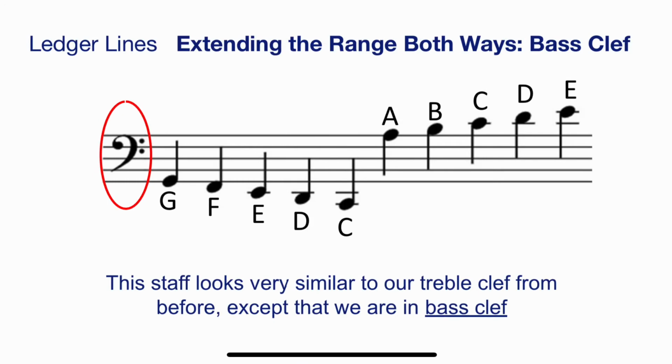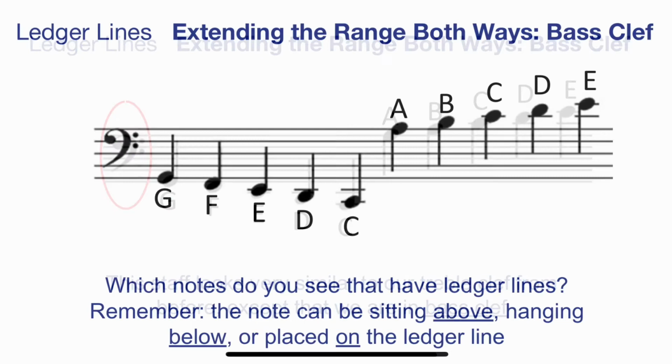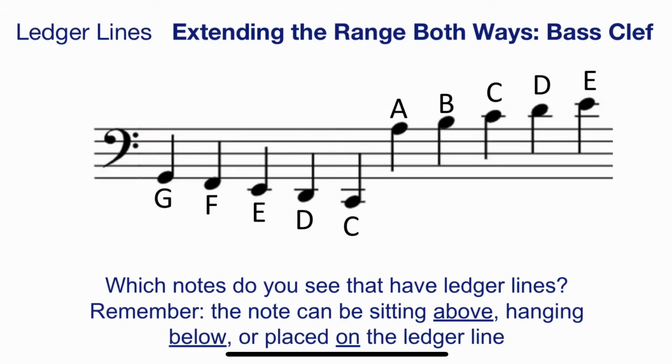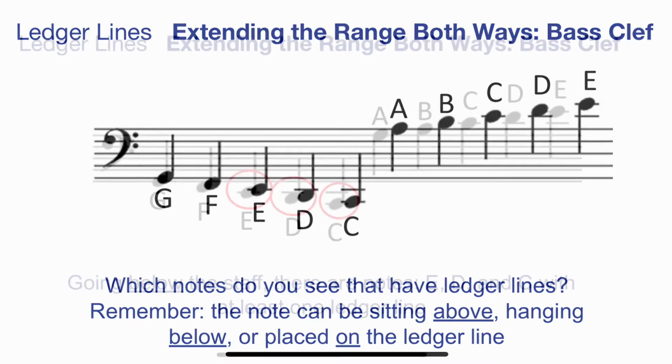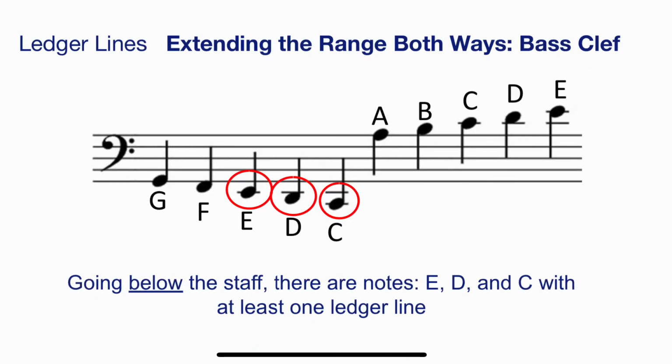This staff looks very similar to our treble clef from before, except that we are in bass clef. Which notes do you notice have ledger lines? Remember, the note can be sitting above, hanging below, or be placed on the ledger line. Going below the staff, we have notes E, D, and C, which each have at least 1 ledger line. Notice how E has only 1 ledger line. D sits just below that first ledger line, and then note C has a total of 2 ledger lines.